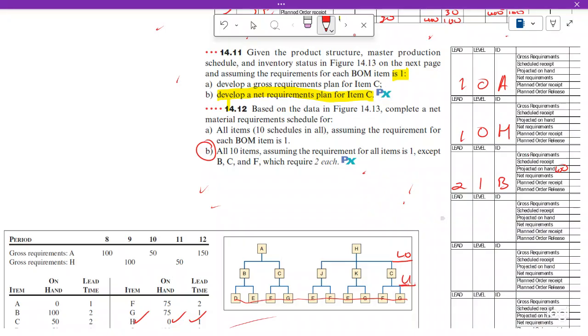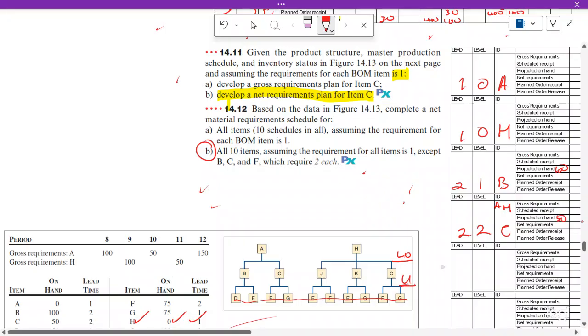And then we have C now. C feeds from A and H. And the last part is 1, 1. Okay? Then C, what is the on hand? Okay. The lead time is 2. And then this one is also 2. They have how much on hand? 50. Ne?